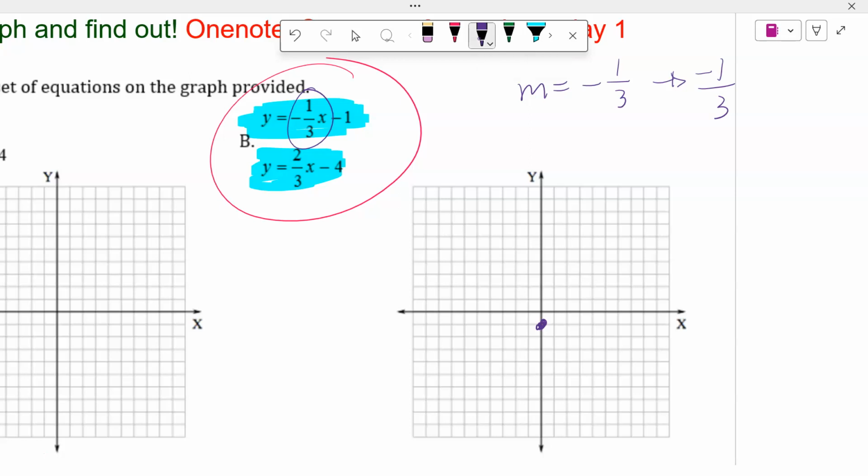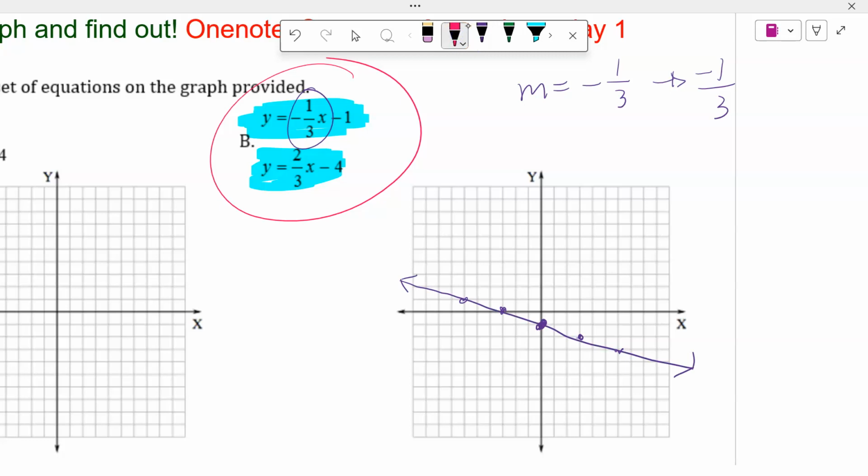So we're going to start at -1, and I'm going to decide to go down 1, right 1, 2, 3. And I could go up 1, left 1, 2, 3. Notice it's the same thing. And of course, we can graph that line. Arrows on the ends. Boom.